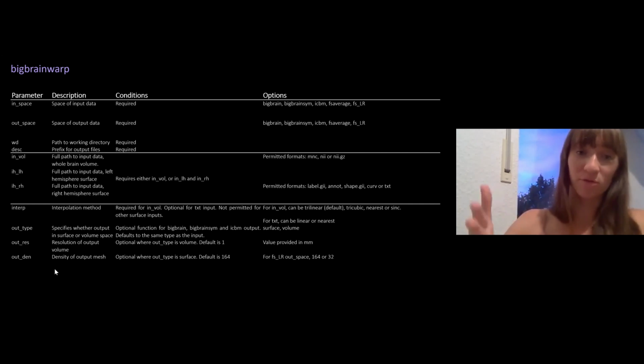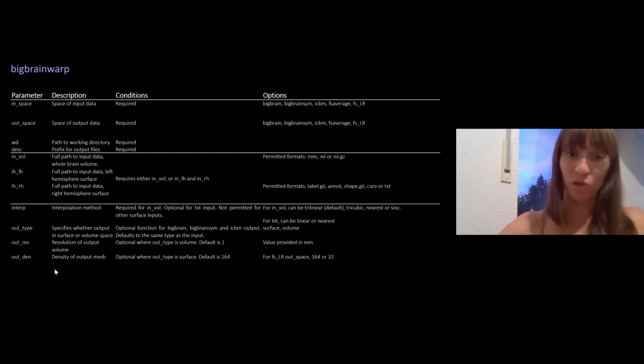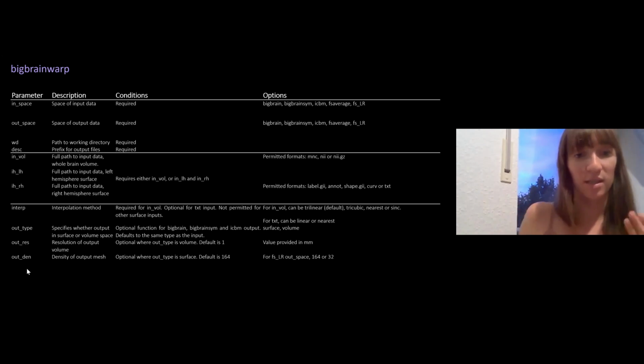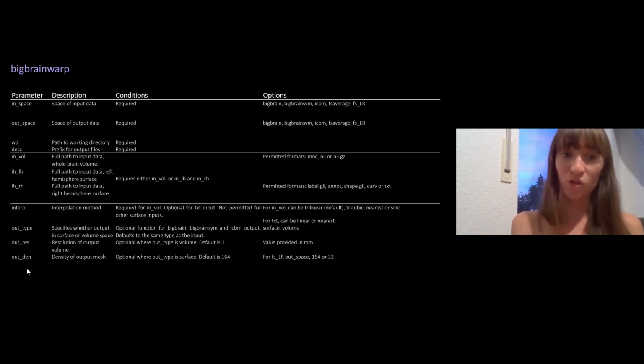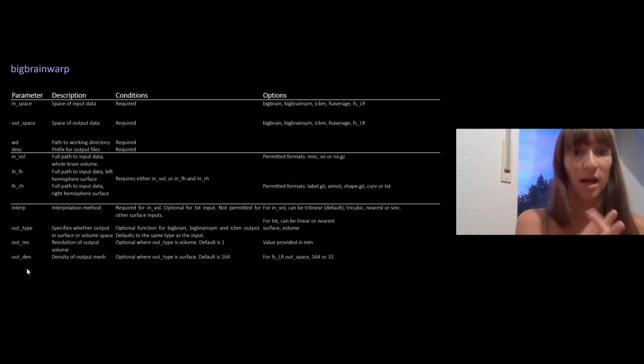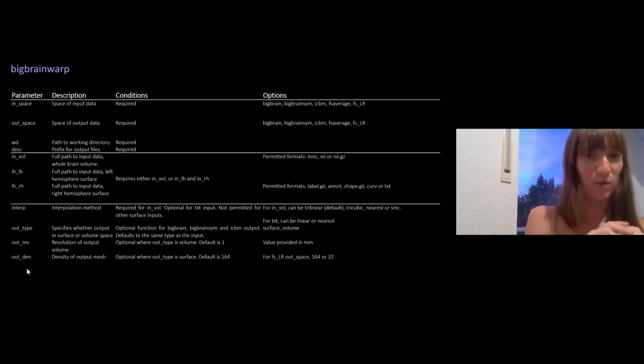It's going to default to 1 millimeter, but you can change that to whatever you like actually. If you go super high resolution, just be warned, it might take a while to run. And also for the output density of a surface mesh, this is especially for FSLR because there's a 164K mesh and a 32K mesh. So if you're using FSLR, feel free to specify because I think a lot of people actually use the 32K mesh.